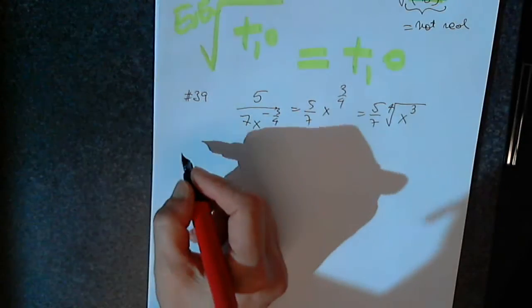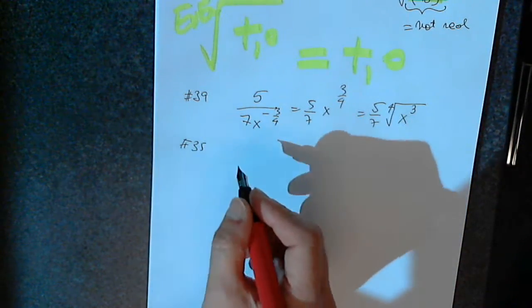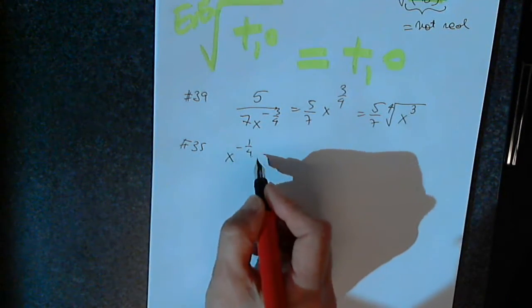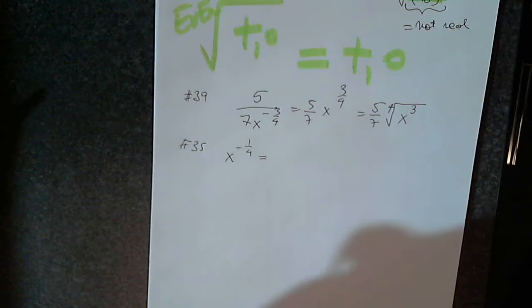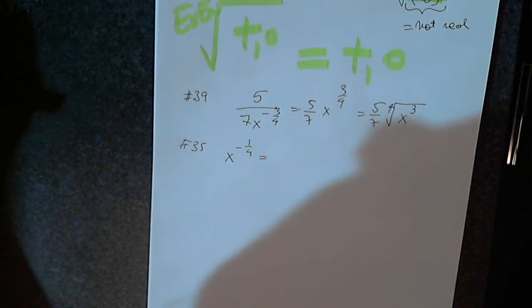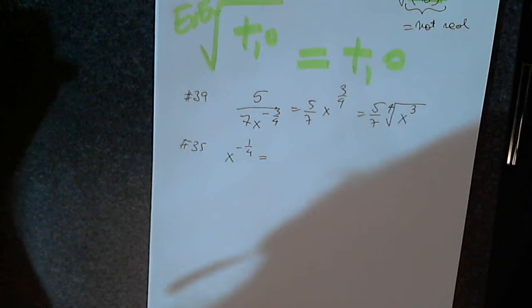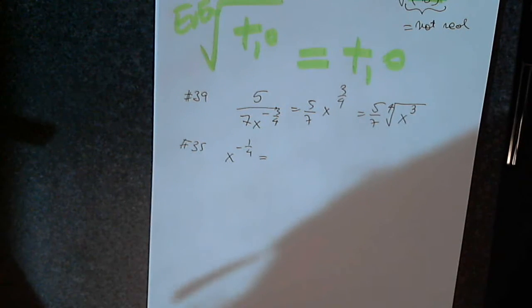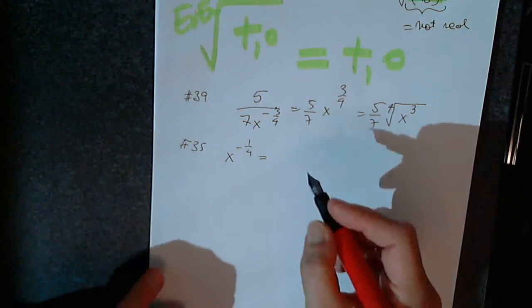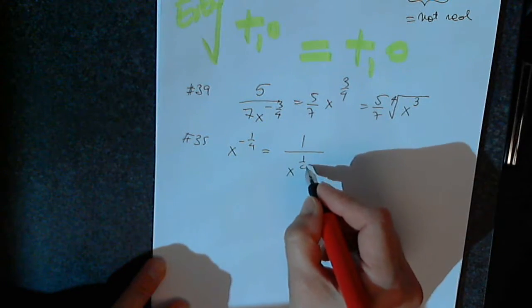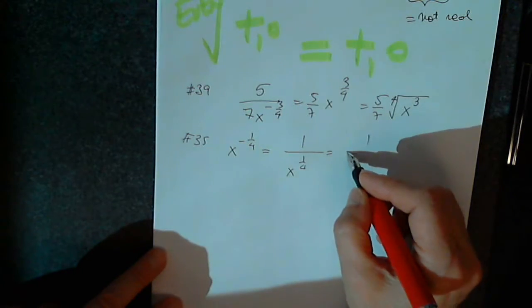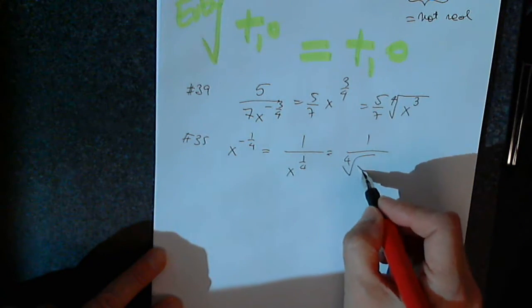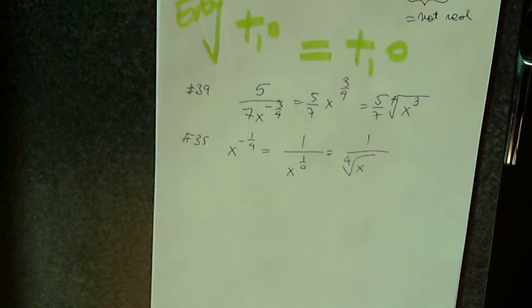Okay, let's also look at 35. In 35, we have x to negative 1/4. I cannot have negative exponents, and I cannot have a fractional exponent, if I want to completely simplify. So what should I write? 1 over x to 1/4, but I know that x to 1/4 can be replaced by the 4th root of x. Indeed, very good.